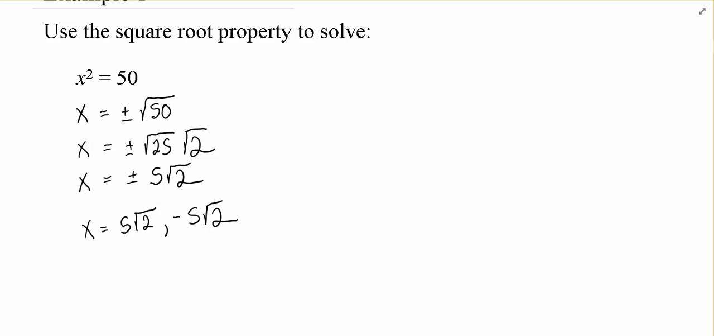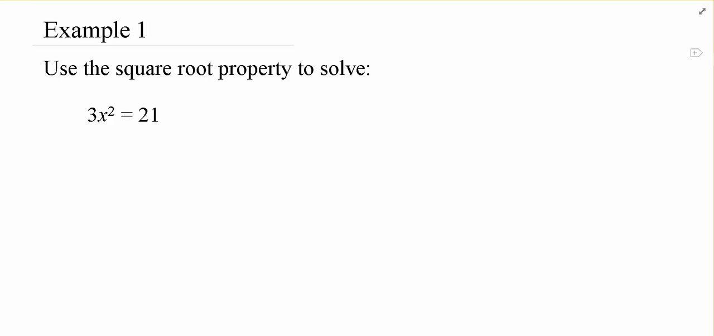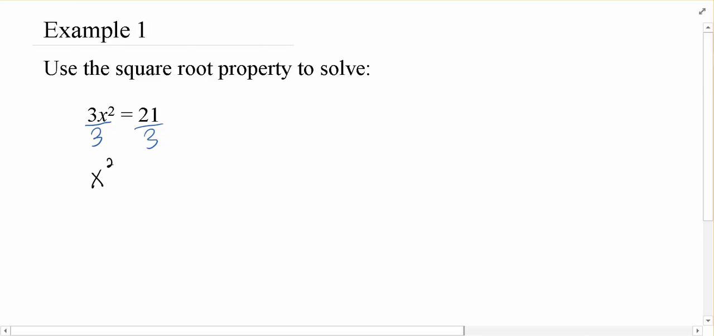Now let's take one small step up in difficulty. Let's look at 3x squared equals 21. Again we start by asking, do we have the requirements? Do we have a perfect square on one side and a real number on the other? We actually don't. But we can easily get there: I don't like the 3 that's there, so let's divide both sides by 3. That gives me x squared equals 7.